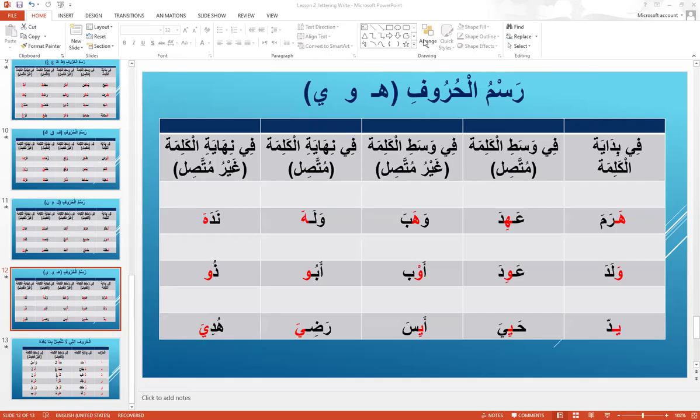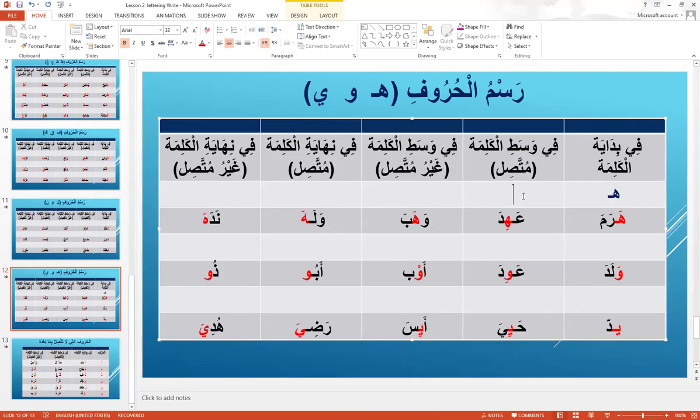So we take the last three alphabets, ha, waw, ya, and how to write them in their four different positions. We're going to start with ha, ha at the beginning of the word. Ha is not from the alphabets that do not connect on the left, so it's connected by default on the left. We write it with its connection on the left. This is how to write ha at the beginning of the word.